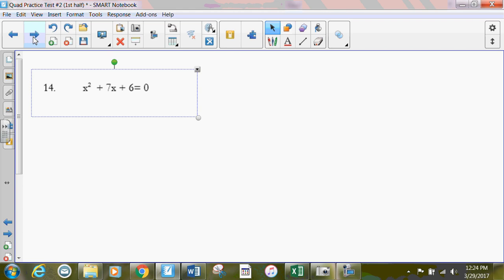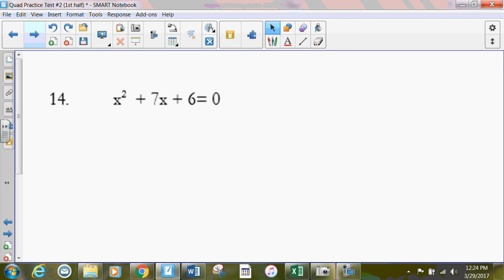All right, so let's look at 14. We're looking for two numbers that multiply to equal 6 and add to equal 7.